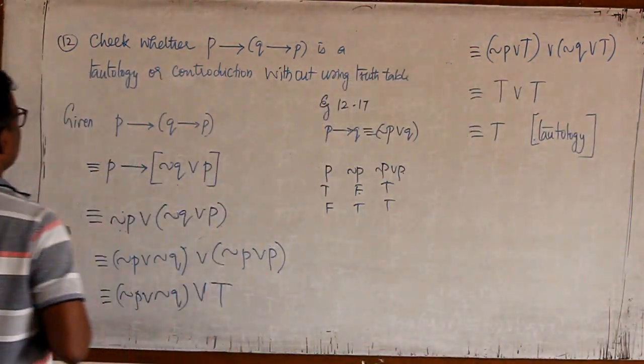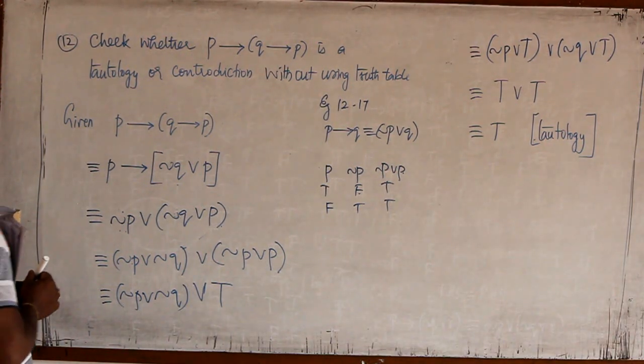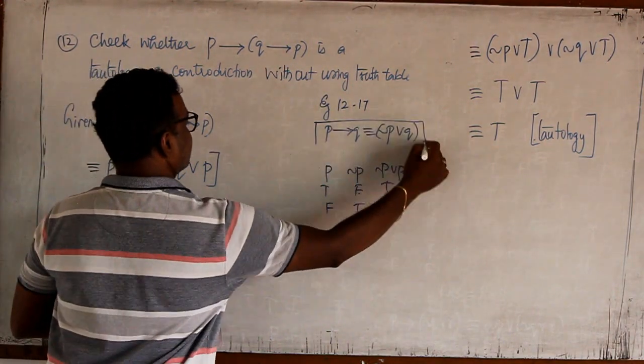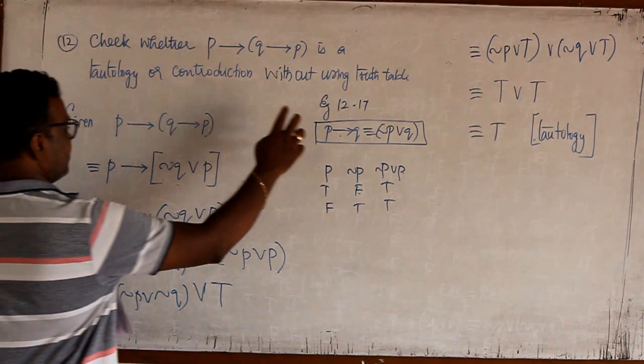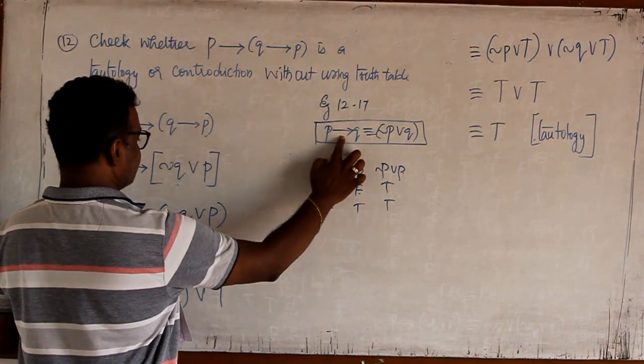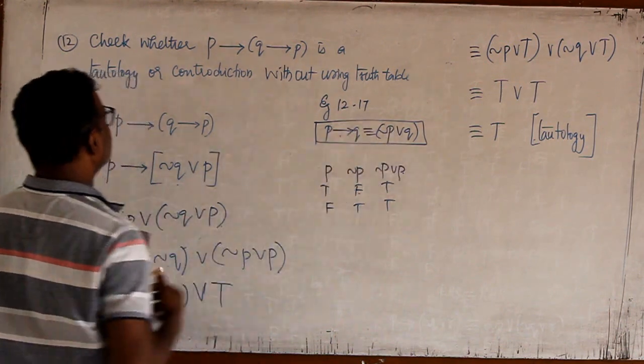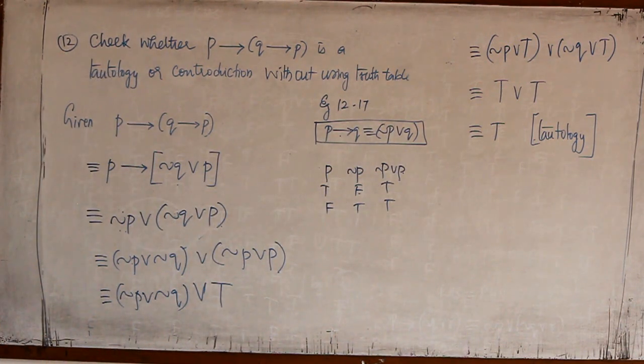So this is how we can do it without using the truth table. So don't forget this one: P then Q means negation of P or Q. The first element will have negation, this then will become OR, then Q. So with that, this problem is over.